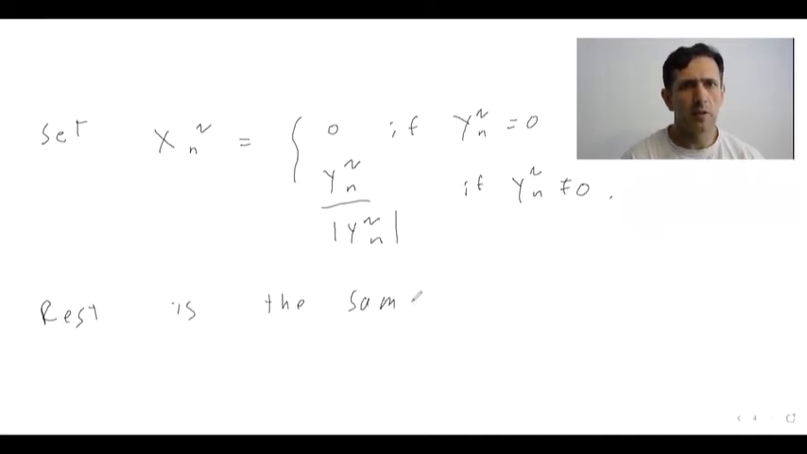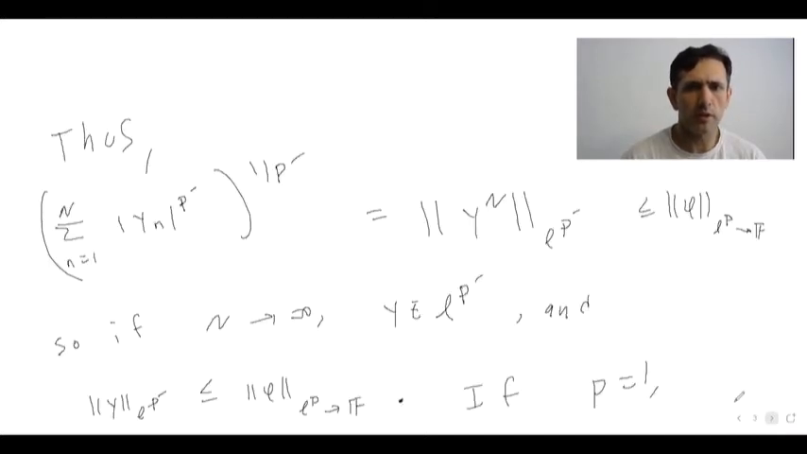Again, you assume that at least one of the y_n's is not 0. So for large enough N, this here is not the 0 element. So then the L infinity norm is obviously 1 by this definition here. And then basically the rest is the same. You can check yourself that really the rest is exactly the same. So it's a little easier when p equals 1.